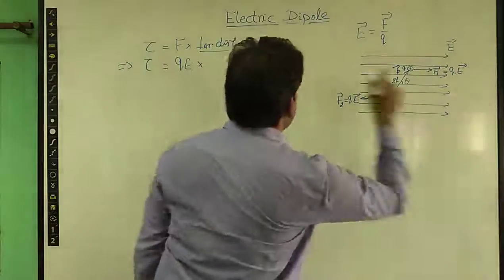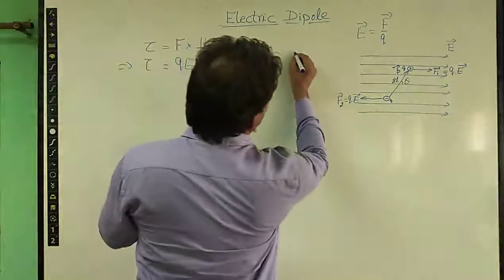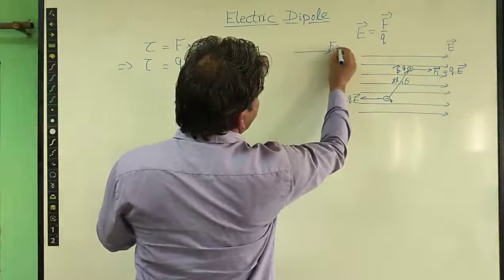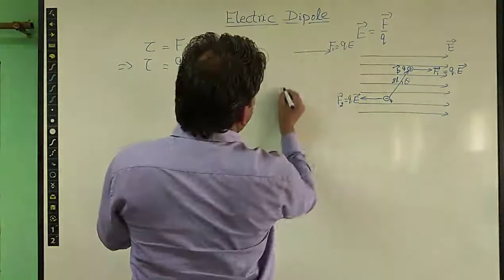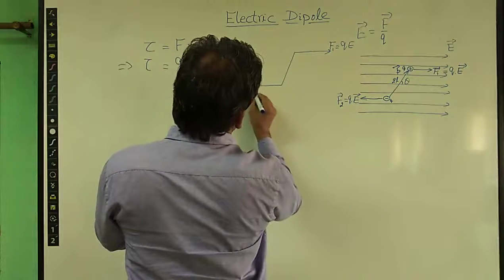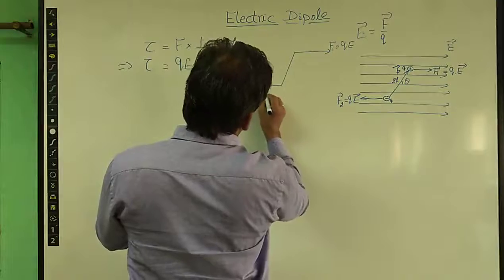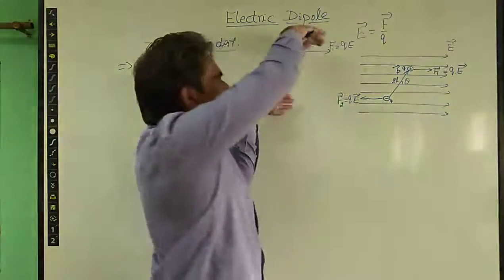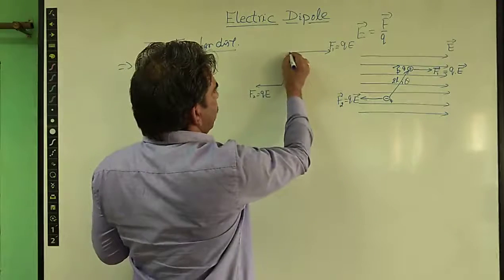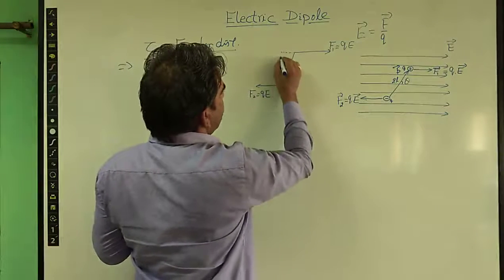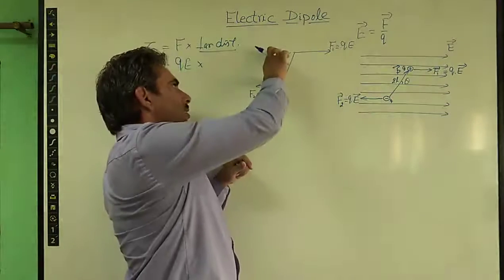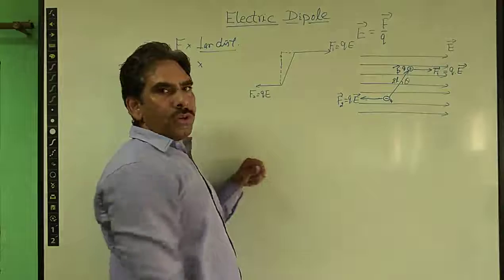To understand the perpendicular distance, let me draw a separate diagram. Here is the force F1, which is Q into E, and here is the other force, F2, which is also Q into E. These two forces are acting on different lines of action, so they will have some perpendicular distance, which we can find by this diagram. So this is the perpendicular distance between the two forces.